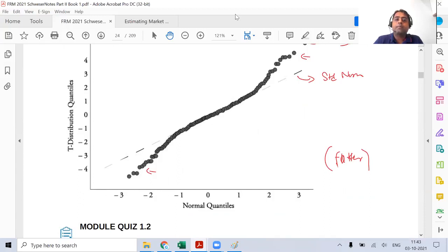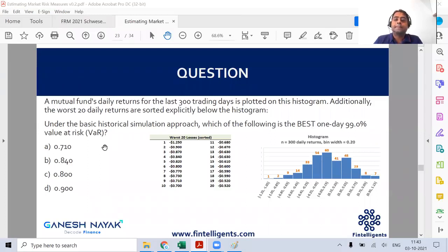Now I'm going to move towards one question. Can you guys see the question on the screen? What is this question talking about? Primarily, we have the last 300 trading days plotted on the histogram, and they've given me the worst 20 daily returns. They're asking me to find 1 day 99% VaR. 99% means 1%. So 1% of 300 is going to be 3, but the answer is going to be 3 plus 1, the fourth lowest data point.